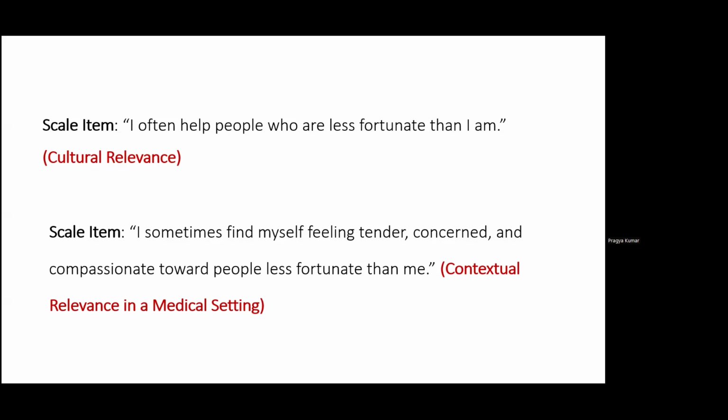The second is, if the scale item is, "I sometimes find myself feeling tender, concerned, and compassionate towards people less fortunate than me." Again, in a medical setting the same thing will apply. If a person is in the medical field, there can be issues related to medical students, because many times they see people who are always less fortunate than them. If you are a medical person, generally the patients you see every day are less fortunate than you. If you consider yourself fortunate, of course, it depends on your attitude also. So it has a contextual relevance in the medical setting.